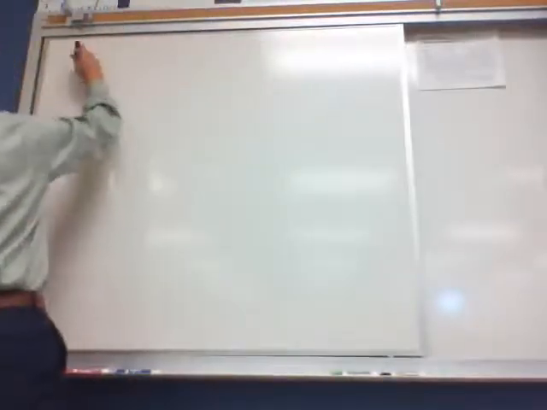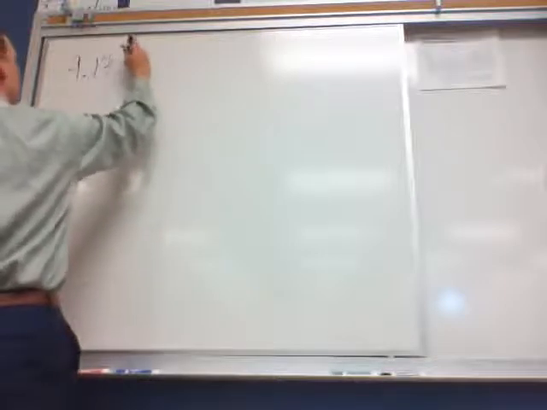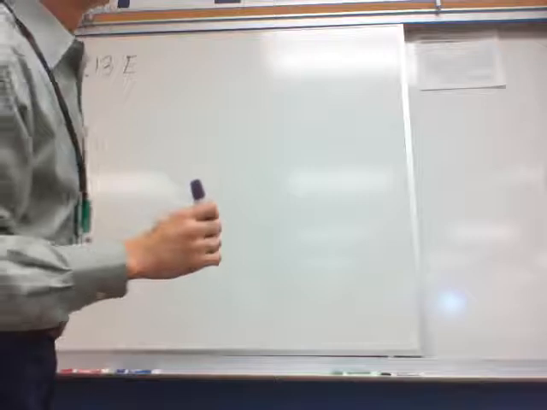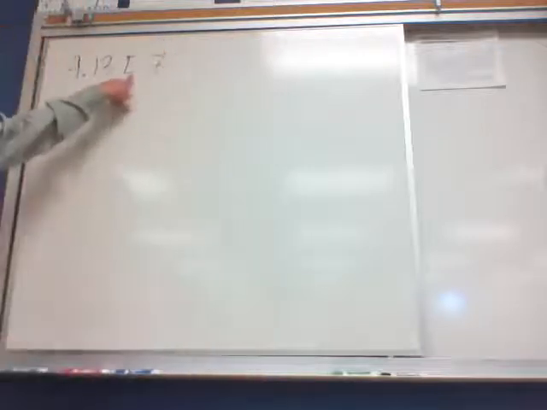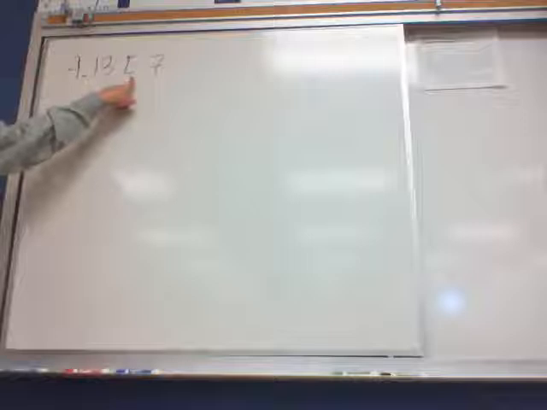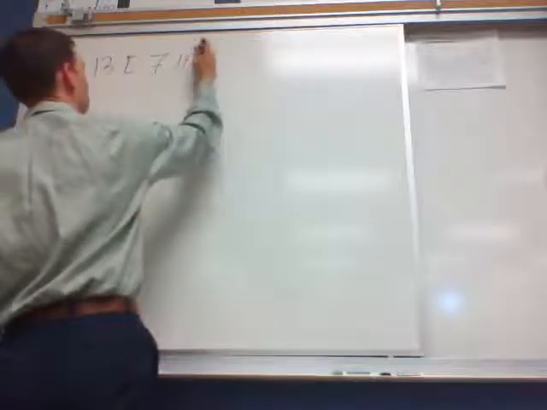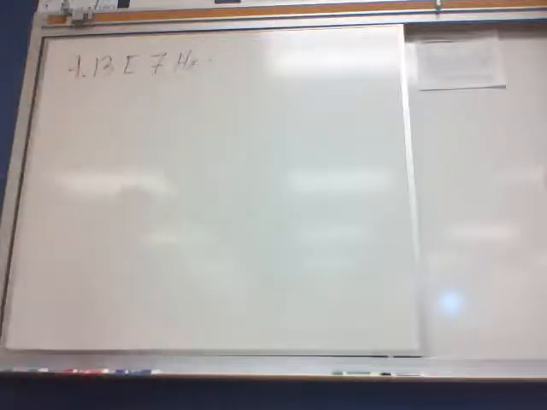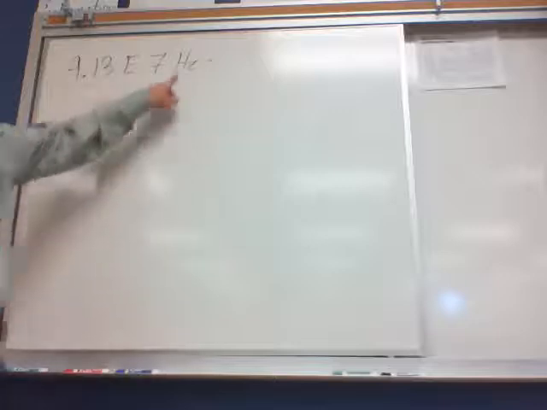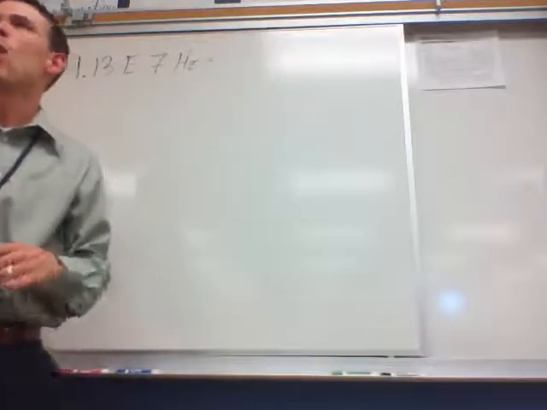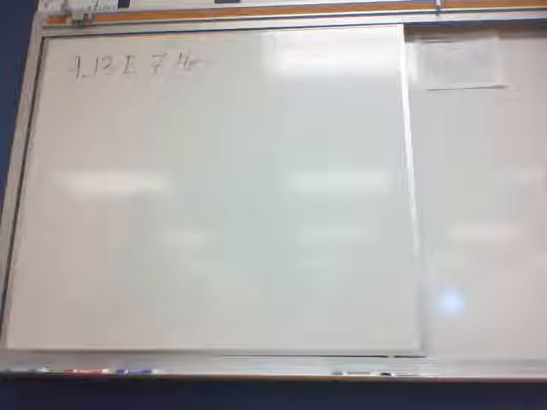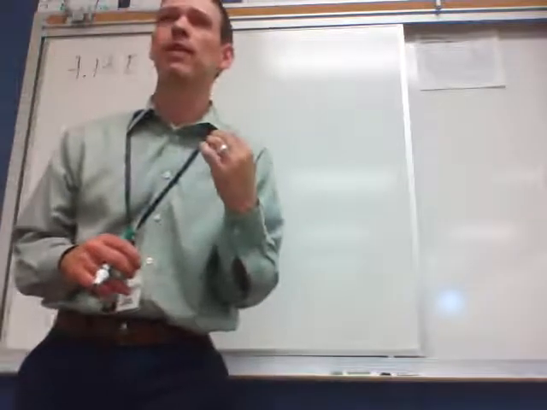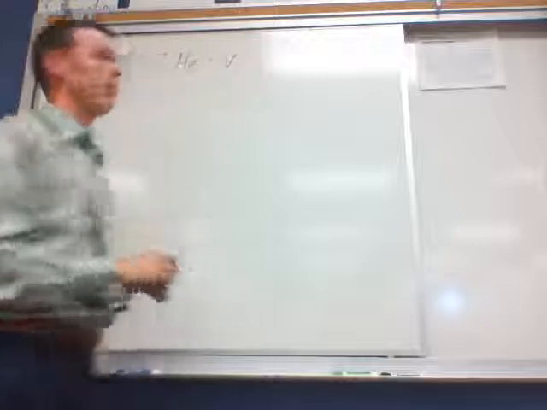Let's take a look. The first thing I see is 9.13 E7. Now you can write times 10 if you want to. That's what the E stands for when it's in the middle of a number. But that's just more writing. Hertz. Hey, what's the variable for Hertz? Look back at that other whiteboard over there. What does Hertz tell us? Frequency. And what's the variable for frequency? The letter V. So you should be able to get all of that from that other board.